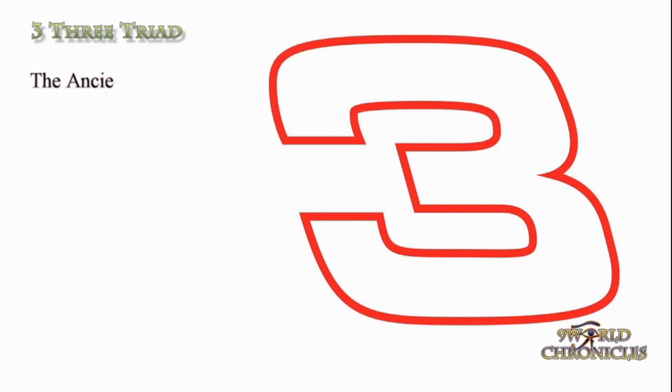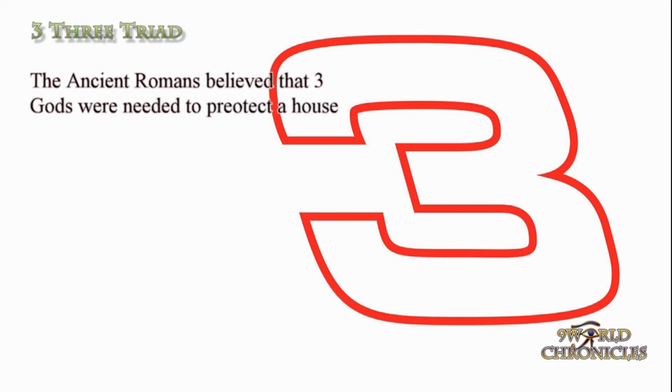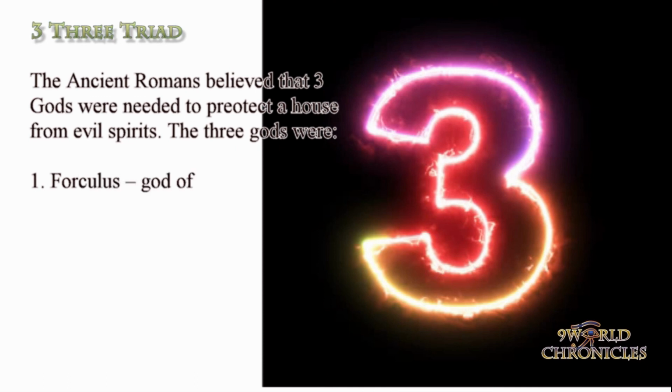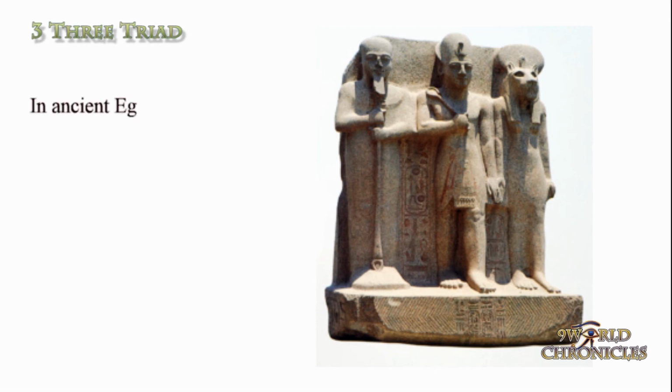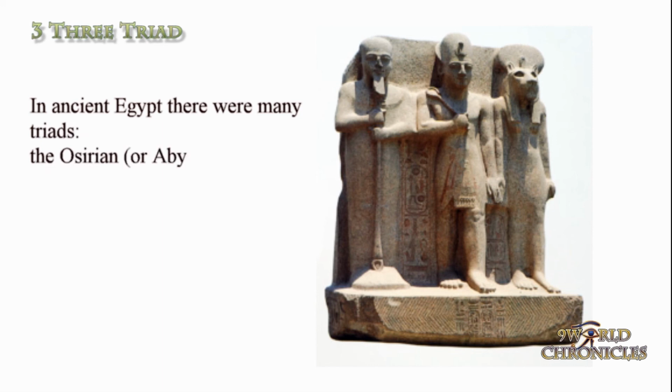Ancient Romans believed that 3 gods were needed to protect a house from evil spirits, the first being Forculus, who was the god of doors; Cardea, who was the goddess of hinges and door handles; Lamentinus, who was the god of the threshold. And throughout ancient Kemet and later Egypt, the concept of the Triad would hold as a powerful linchpin of the belief system.